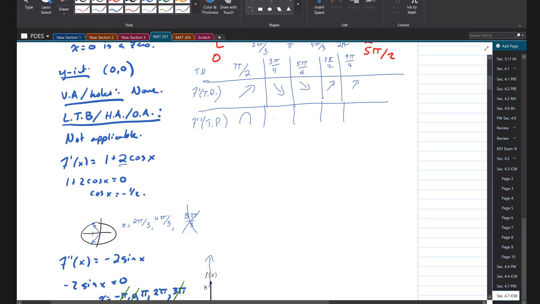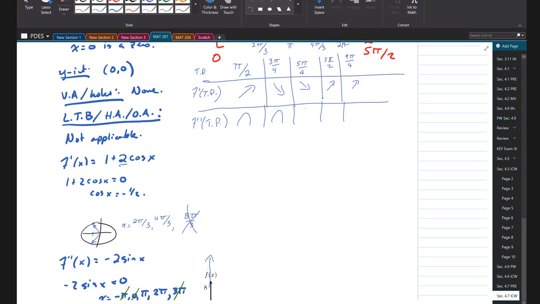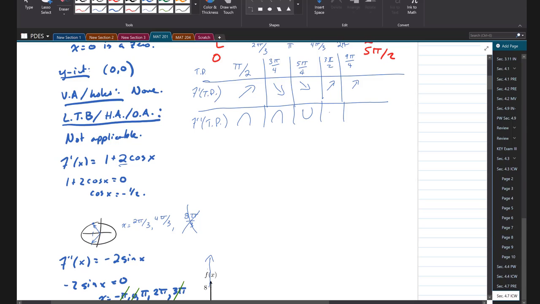Folks, hang on just a second. I disagree with that. We'd be concave down. Okay, if we plug in 3 pi over 4, we're still concave down. Come on, Braden. 5 pi over 4, concave up. 3 pi over 2, that's concave up. And 9 pi over 4, we're concave down.